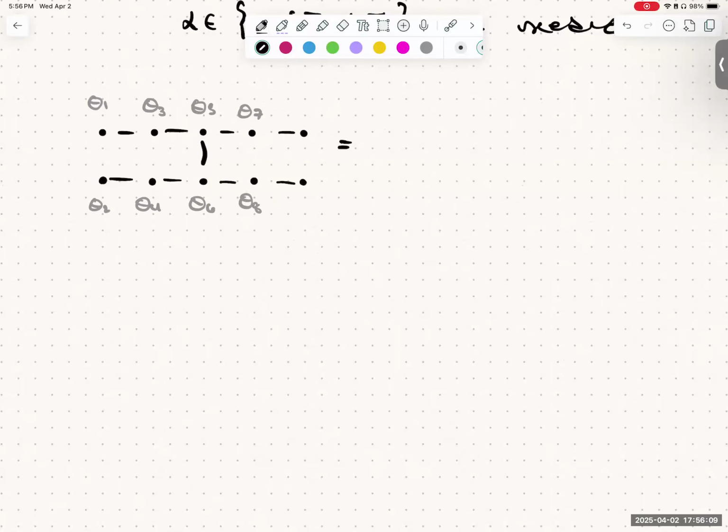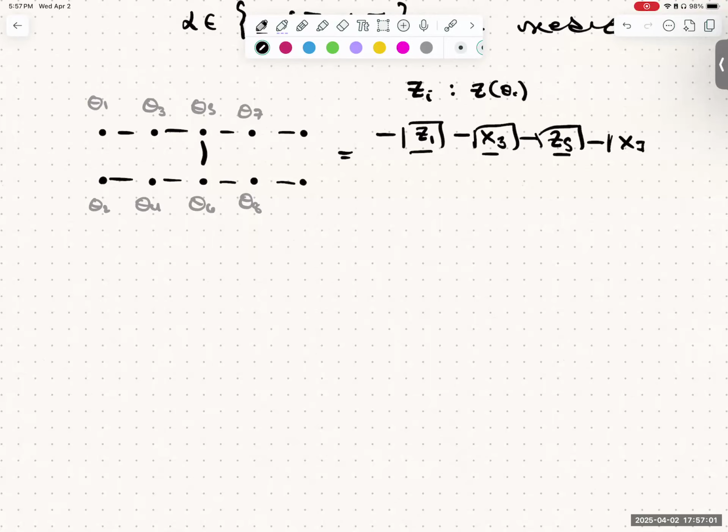And this thing will implement, or rather, there exist corrections that you can perform such that this implements the following unitary. Maybe I write this notation here. When I write Zi, I mean Z of theta i, just to declutter the notation. So I will perform Z1, which means a rotation by theta 1 around the z-axis, then X3, Z5, X7, Z2, X4, Z6, X8.